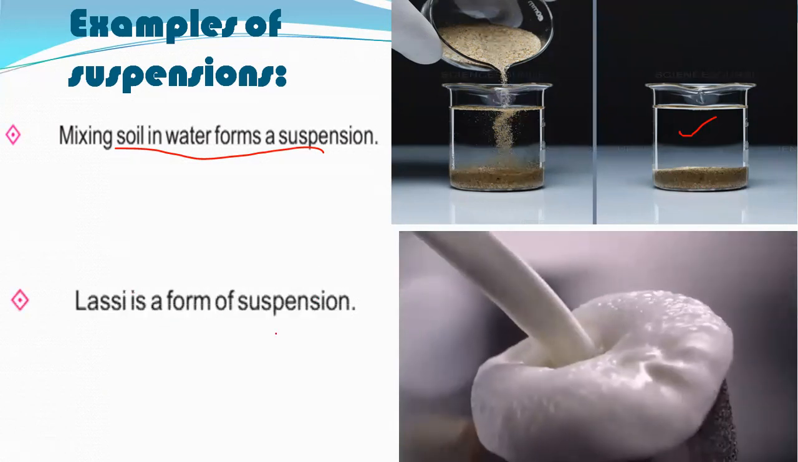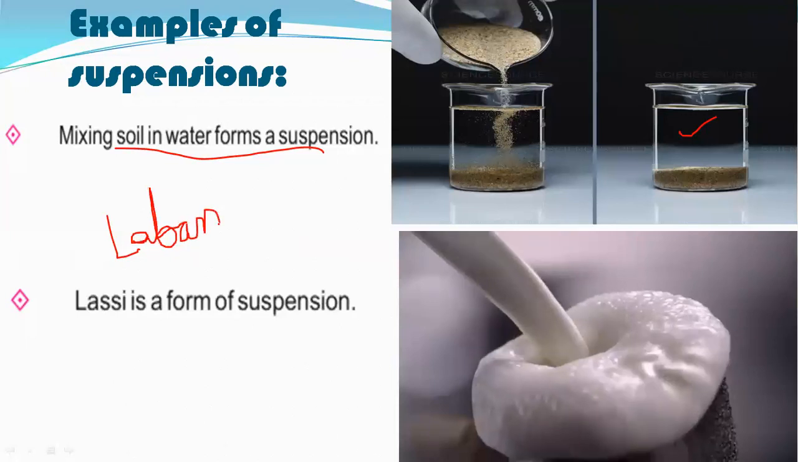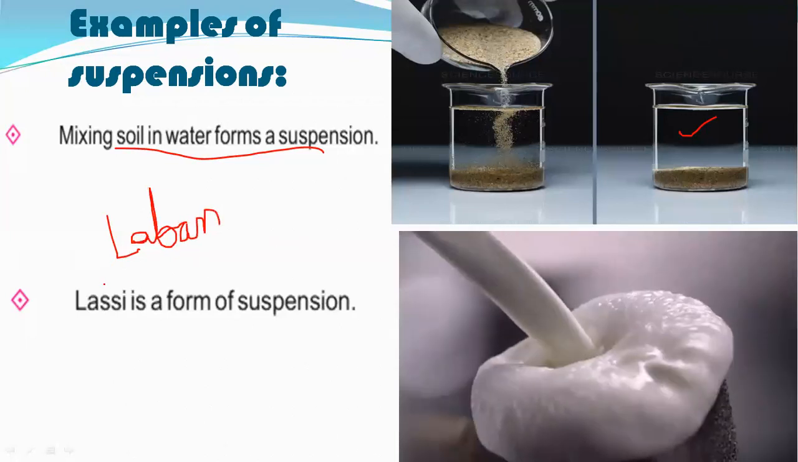Lassi is a form of suspension that is also called laban in Arabic, or sour milk in English. That is commonly used especially in summer. That is also a suspension, because it has big particles of yogurt. When you keep this glass for a short period of time on the table, what will happen? The water will come up, and all the particles will settle down.